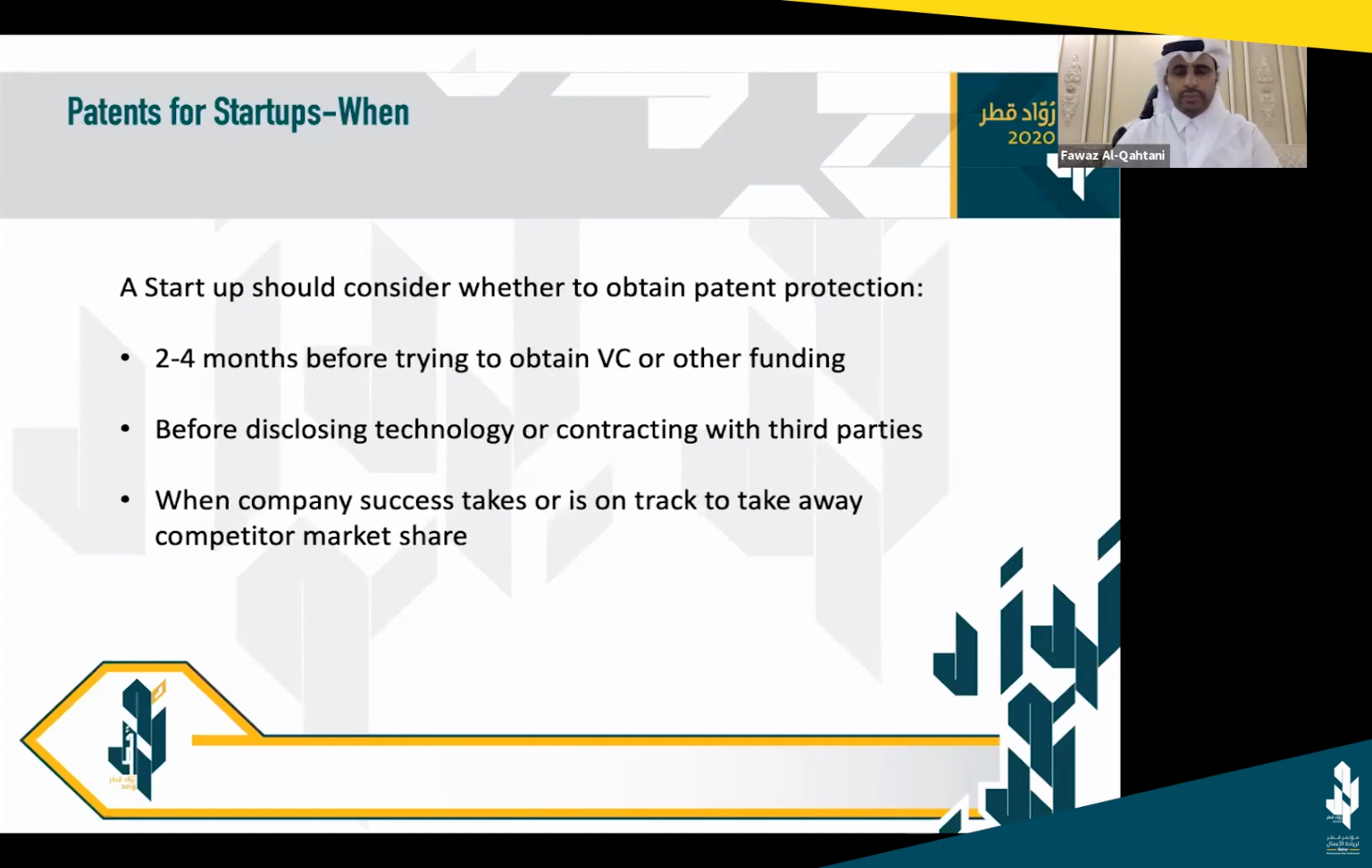So when is the best timing for a patent for any startup? A startup should consider whether to obtain patent protection. It's better to have protection 2 to 4 months before trying to obtain VC or other funding. So if you feel you've come to a point that you need a VC, make sure you have protected your work before you talk to them. And if you want to disclose your technology, present, or do pitching, or before you contract with a third party, make sure everything is protected before you go ahead, because most of the lost cases are within this case.